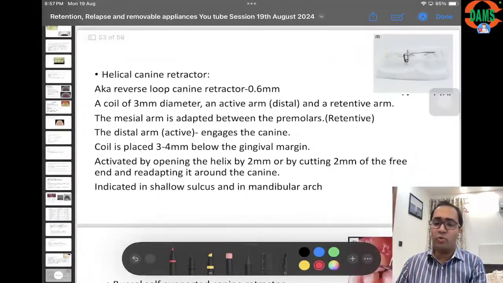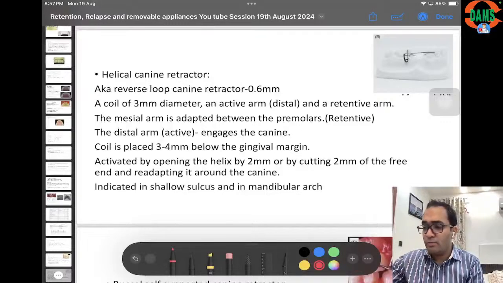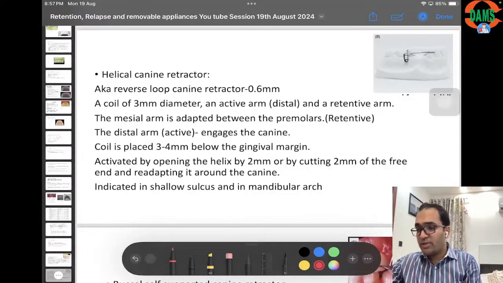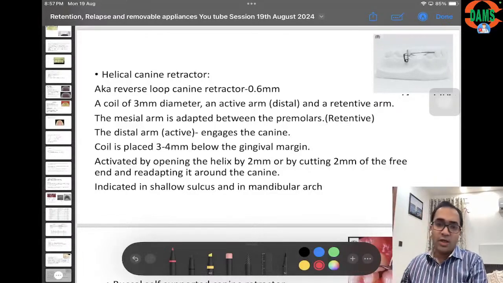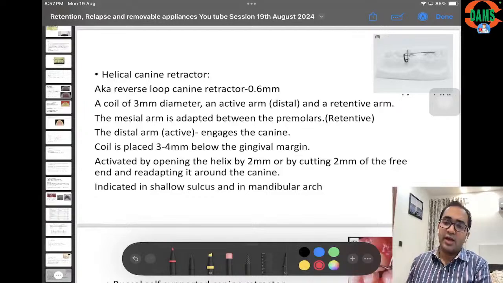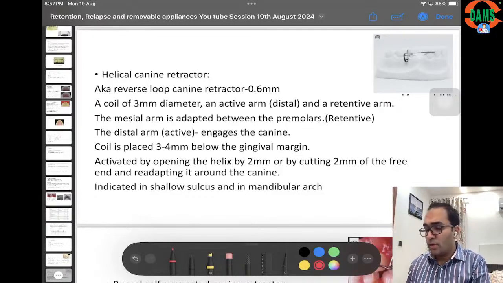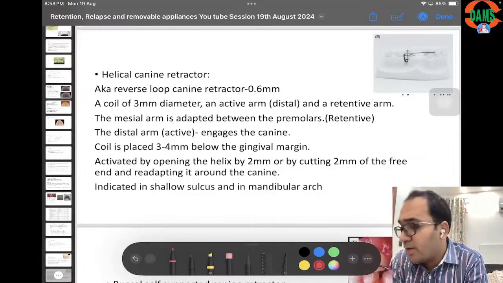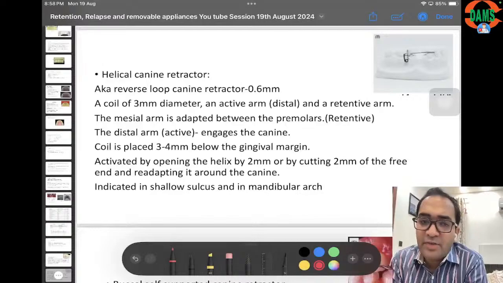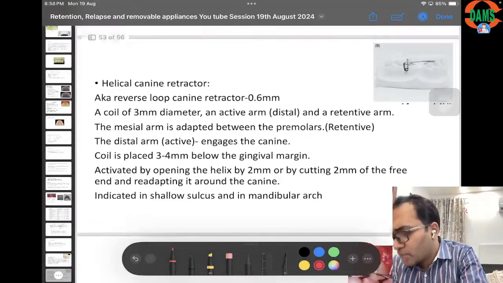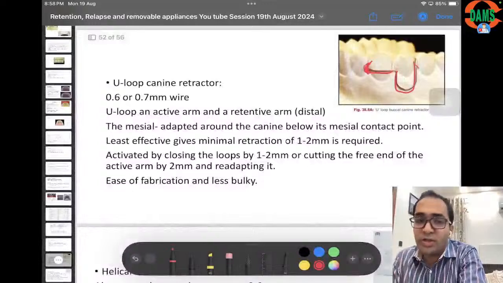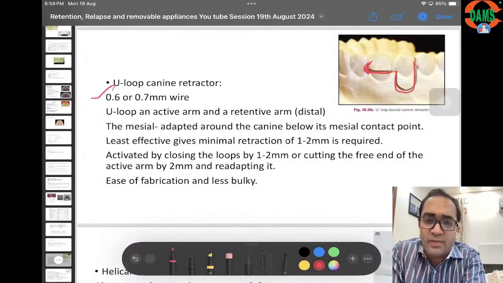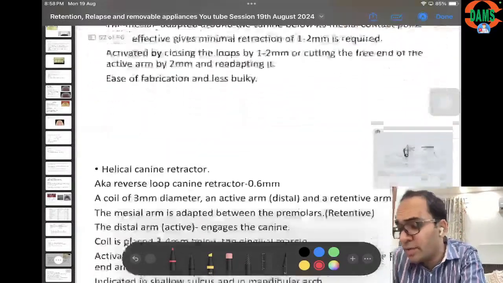Next is the helical loop canine retractor, also known as the reverse loop canine retractor, made of 0.6 mm wire. It has a coil of 3 mm diameter, an active arm distal and a retentive arm. The mesial arm is adapted between the premolars for retention, and the distal arm is active, which engages the canine. In these loops, the thing you should know is the diameter and the position of the active and the retentive arm. Then only you are able to distinguish the loops.